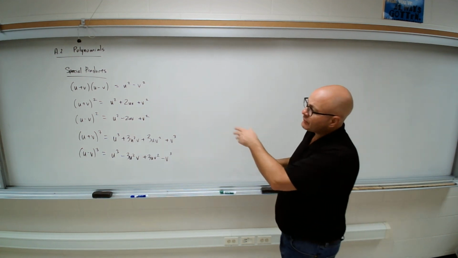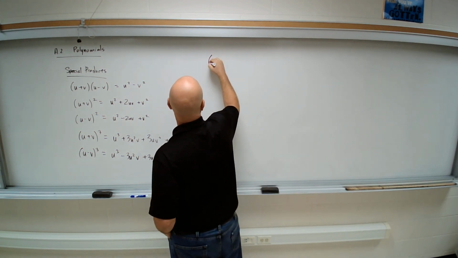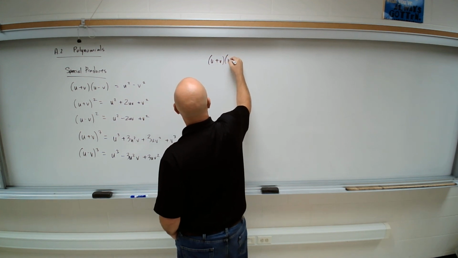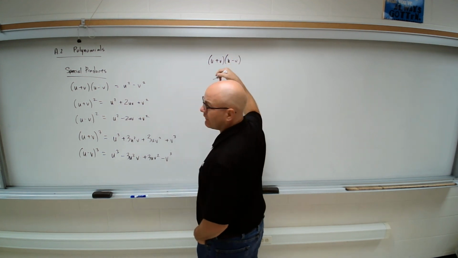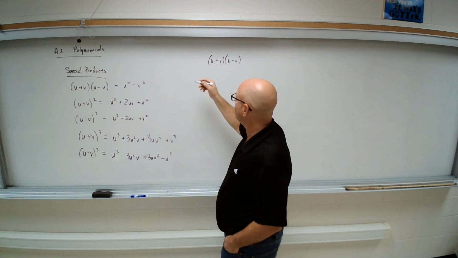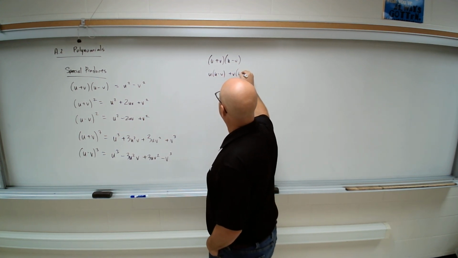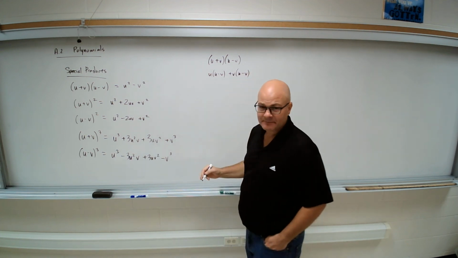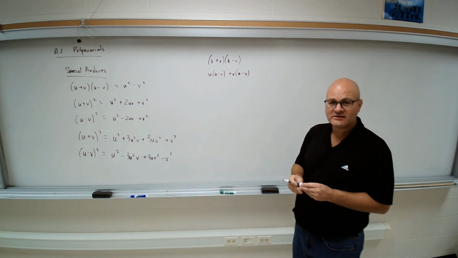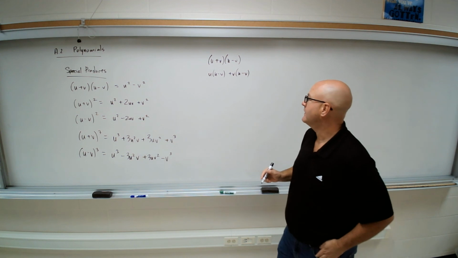But again, you could prove that if you wanted to. You just would do u plus v, u minus v. We could FOIL it or distribute, however you want to do it. So if you did u times u minus v plus v times u minus v. Again, I put big legs on my u's so I can see them.